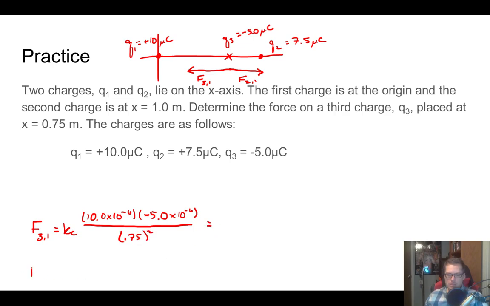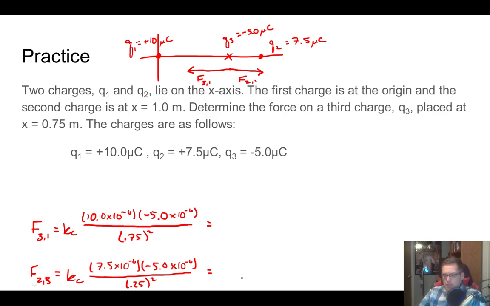Let's go ahead and set up the other one before we pick up our calculators, because nobody likes to pick it up twice. We want the force between 2 and 3. That would be Kc times the charge on 2, our 7.5 times 10 to the minus 6th, times our Q3 again, which is still negative 5.0 times 10 to the minus 6th. The distance between them: 1 to 2 is 1, and 1 to 3 is 0.75, so 3 to 2 would just be 0.25, and this would be squared.